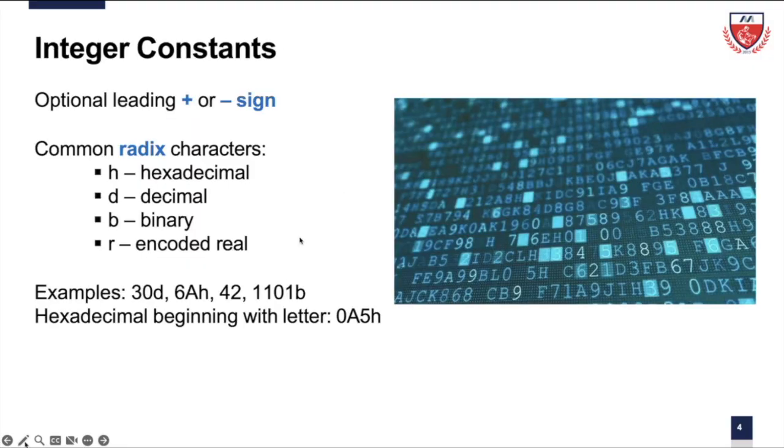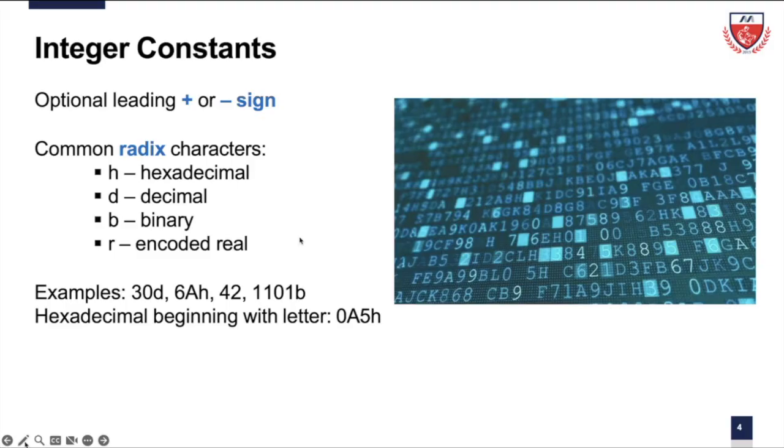The first one is the integer constants. It has an optional leading positive or negative sign. Some of the common radix characters are hexadecimal, decimal, binary. R is encoded real. So hexadecimal, we are very familiar with that, and we have already been acquainted with the conversion of these number systems.